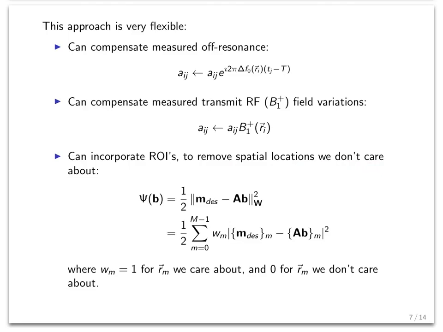Okay, so in that case what you do is you reformulate the problem by adding on a diagonal weighting matrix here, W, and the elements along the diagonal of that W matrix are these W sub m's, and each one is a weight that hits the squared error at that spatial location, right? So if you wanted to remove some spatial locations you don't care about, you set W sub m equal to 1 for the locations you care about, and you set it equal to 0 for locations that you don't care about.